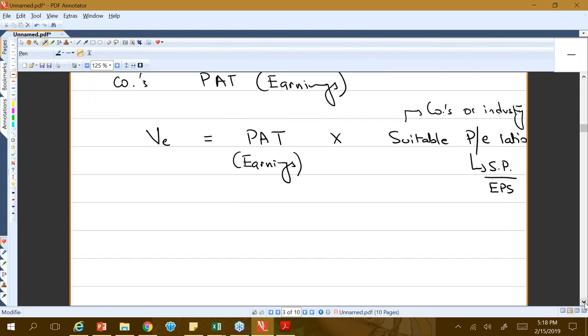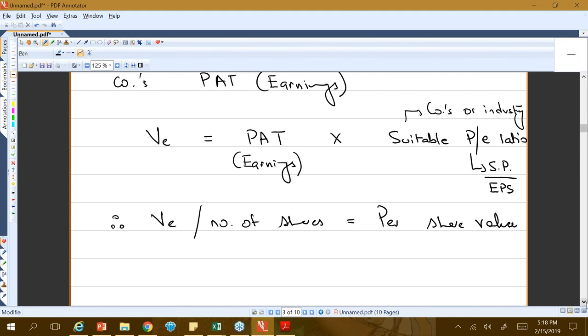Now, once you've got the value of equity, then you can divide this by the number of shares, and you will get a per share value.